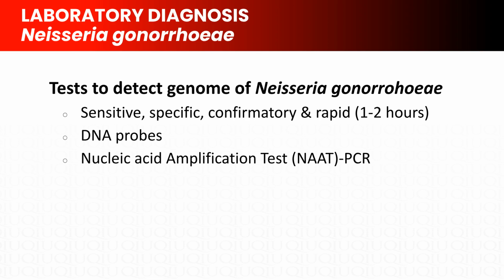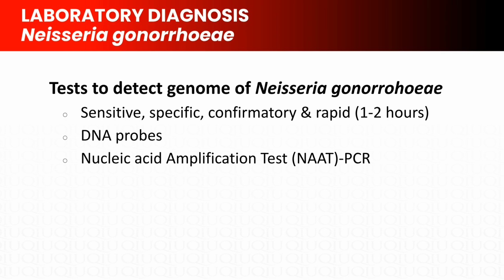DNA probe assays use labeled single-stranded DNA sequences that are complementary to specific sequences in the gonococcal genome. If gonococcal DNA is present in the specimen, the probe hybridizes to it, and the label is detected. These tests are relatively simple, but less sensitive than amplification methods. PCR represents the most sensitive and specific methods for detecting Neisseria gonorrhoeae. These tests amplify specific DNA sequences from the organism, allowing detection of even very small numbers of bacteria.